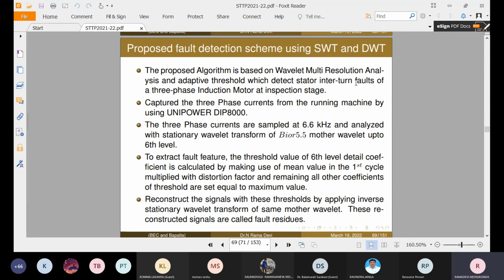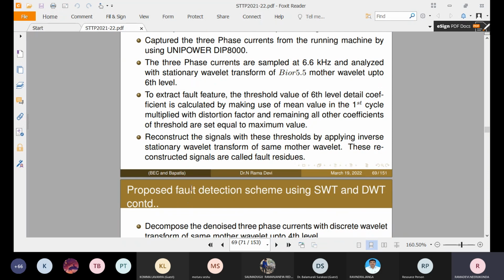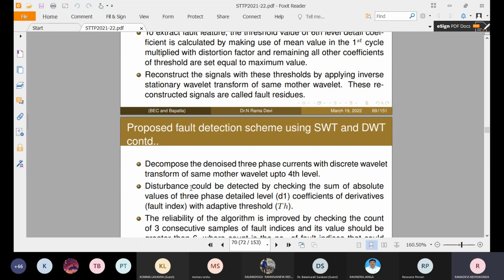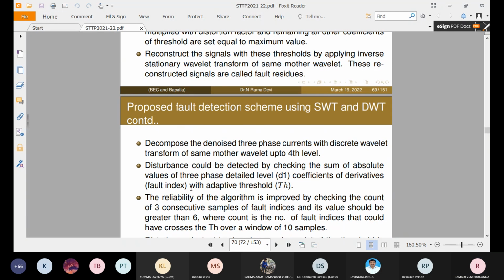0 to 200 or 0 to 300 hertz component. That component of information is essential for extracting the fault feature, not the remaining frequencies. So the noise level frequency is never superimposed with the fault feature if we are considering it like this. So making use of these thresholds, we reconstruct the signals and apply the inverse stationary wavelet transform.